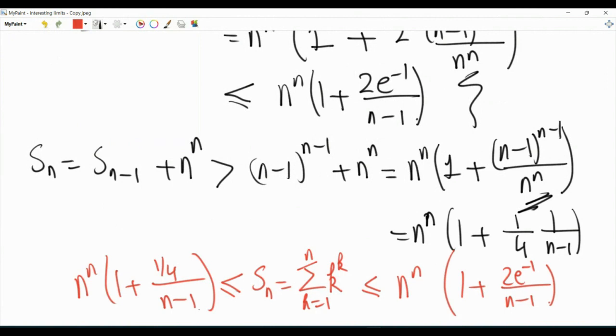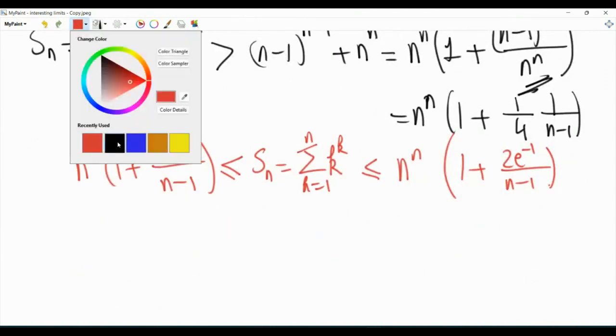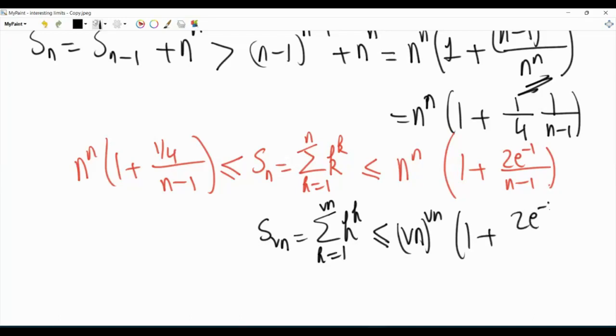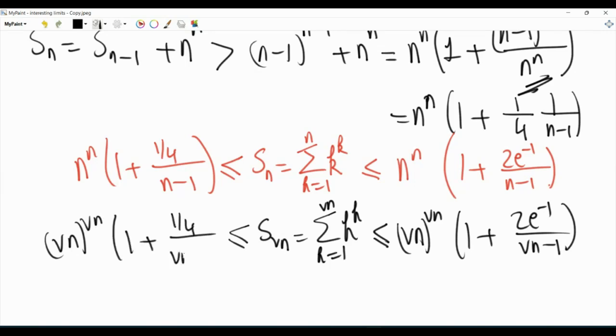Now we are in a position to attack our problem. Our problem involves Svn. So it is the summation over the positive integers all the way to Vn. No problem. We just replace this n by Vn. So Vn to the power Vn, 1 plus 2e minus 1 over Vn minus 1. And here we will do the same, replace n by Vn.